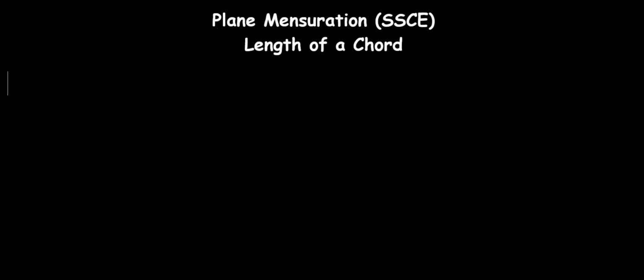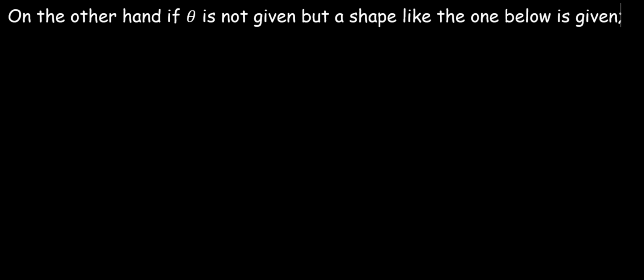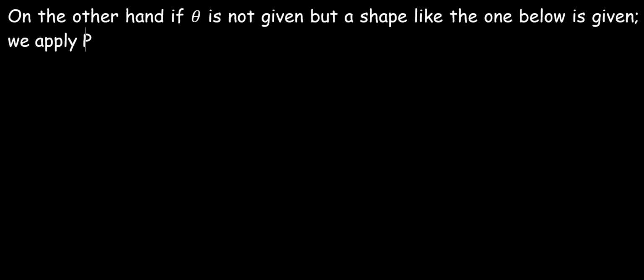Today we'll be dealing with length of a chord. We have a given diagram as shown on the screen. Length of chord AB is equal to 2r sine theta over 2. On the other hand, if theta is not given, but a shape like the one below is given, we apply Pythagoras theorem to solve for the length of the chord.